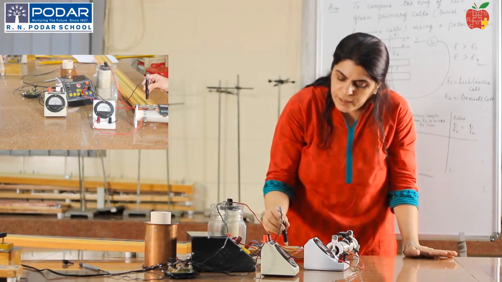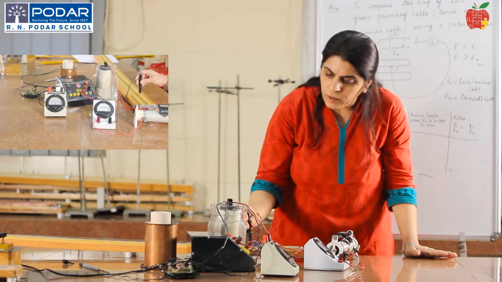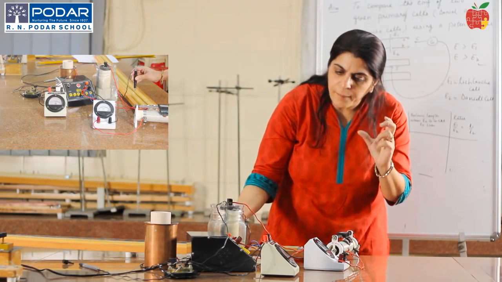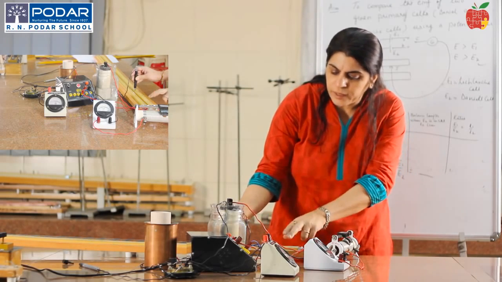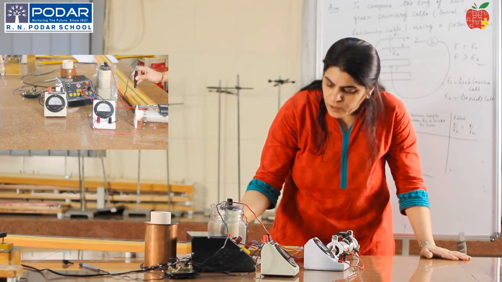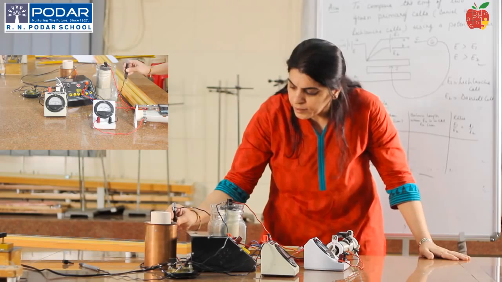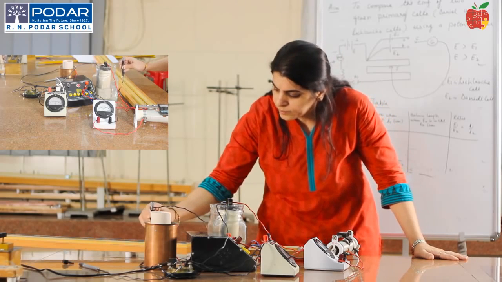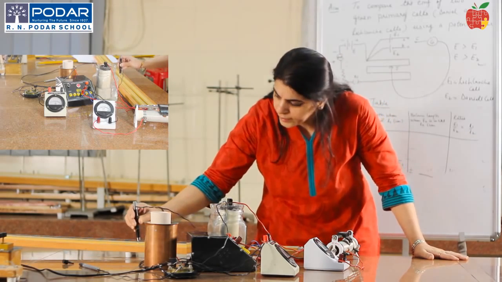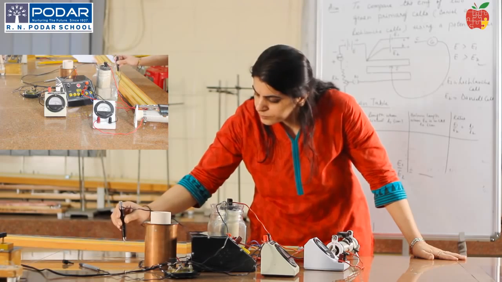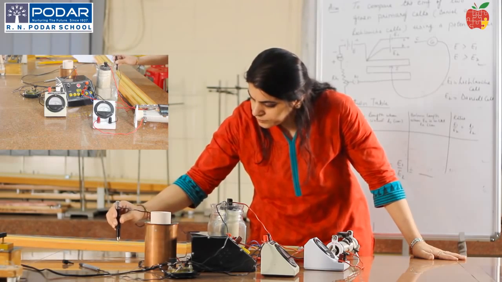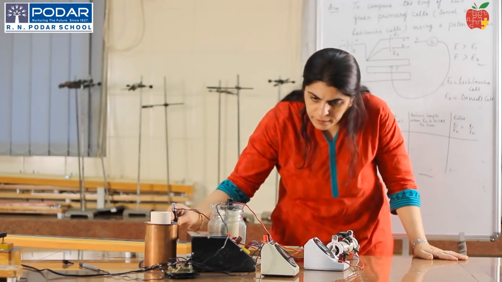Now start moving this jockey along the third wire. It means our balancing position is between the third and the fourth wire. So start moving this jockey along the potentiometer wire, along the third wire. Here, note down where you get the null deflection.